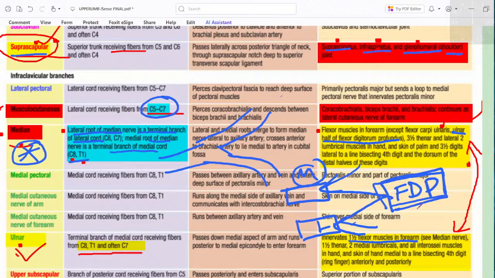Now the remaining part: the lateral two lumbrical muscles in the hand. These are all MRCS Part B questions. The lateral two lumbricals.